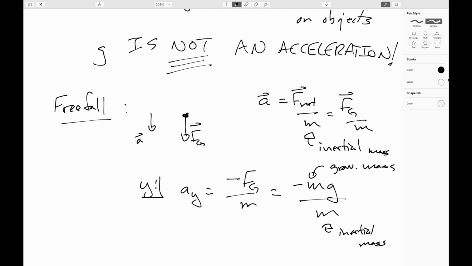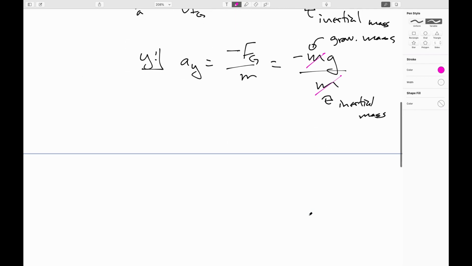We cancel these not because they are the same physical quantity, but because experimental evidence strongly implies that they are equal to each other. So in this particular case, we get that the acceleration is minus g, and sure enough, when you take newtons per kilogram, you can turn that into meters per second squared, and it's all good. But it doesn't have to be that way.